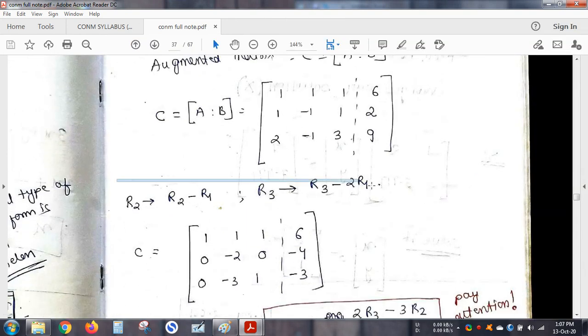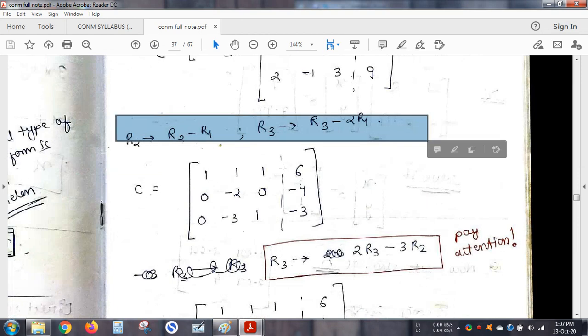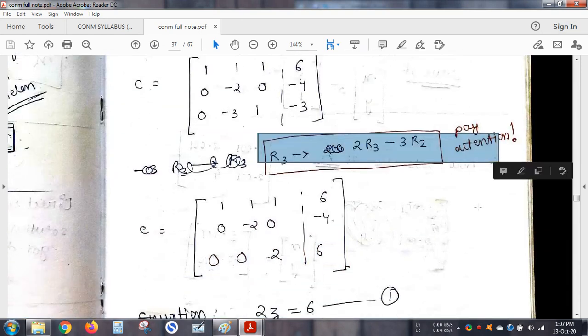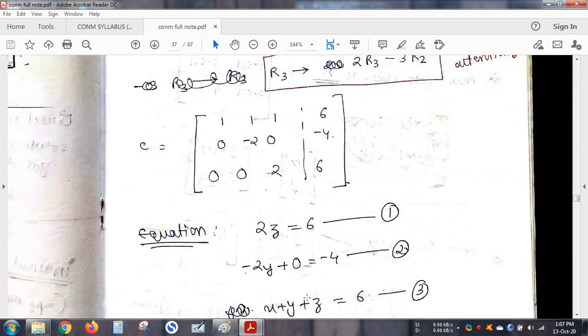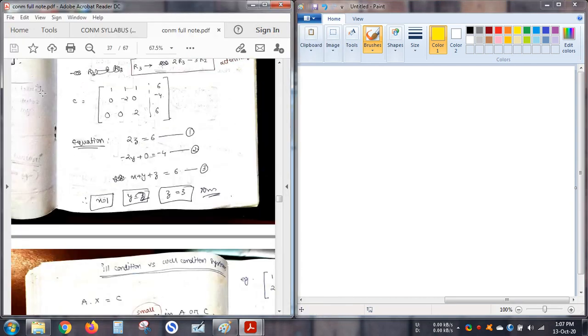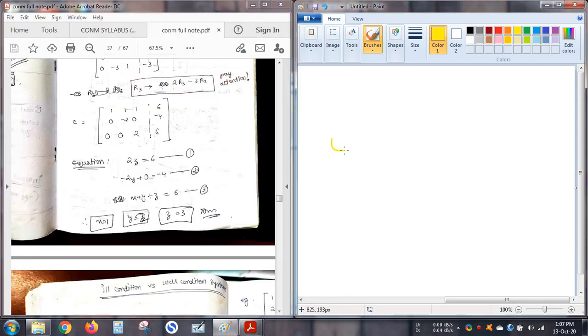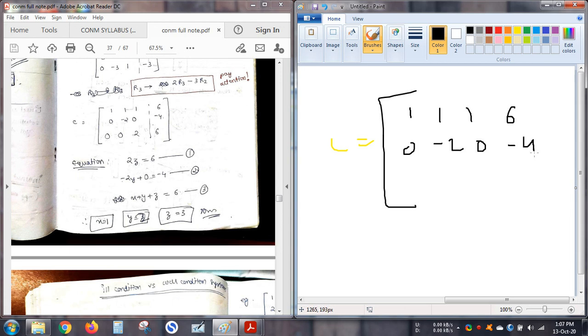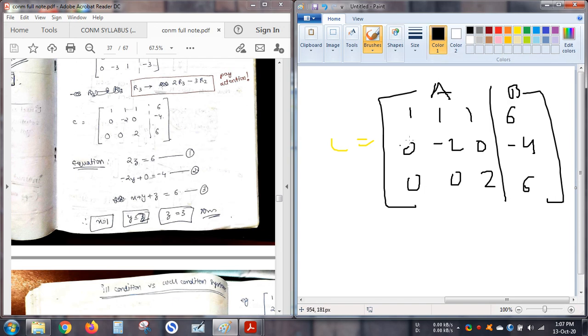So you perform these two operations, you got this. You perform R3, you got this. अब इसमें देखो, ये तुम्हारा फाइनल रिजल्ट है. इस फाइनल रिजल्ट पे you have this augmented matrix. वो ऑगमेंटेड मैट्रिक्स क्या है? 1 1 1 6, 0 minus 2 0 minus 4, 0 0 2 6. अब ये तो तुम्हारा ऑगमेंटेड मैट्रिक्स हो गया. ये है तुम्हारा A, ये है तुम्हारा B. सो इससे इक्वेशन बना लो.